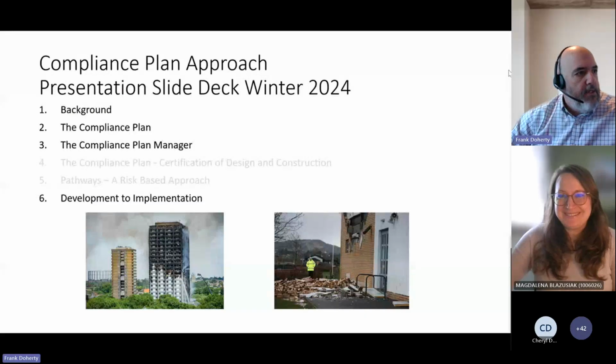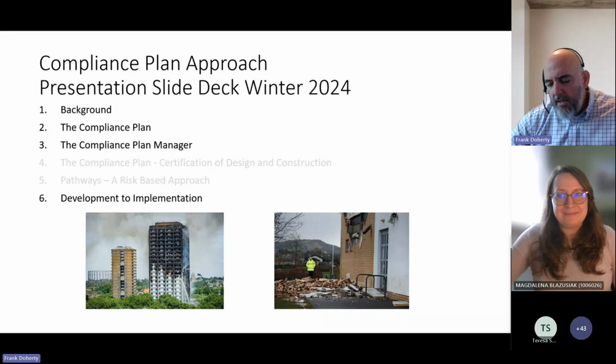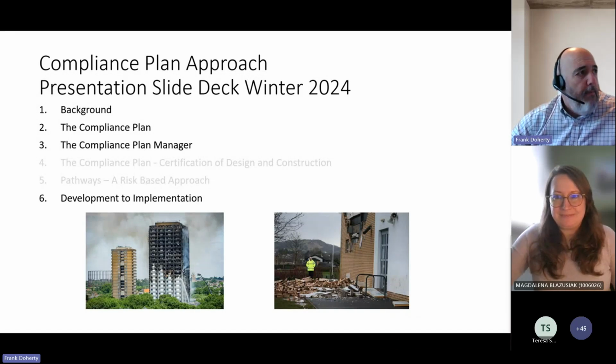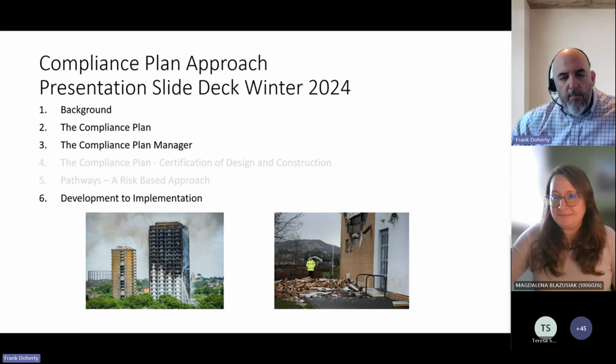So I'm just going to now hide behind some slides, if I can get this to work like it did before. So hopefully you can see my first slide there. It's basically just giving us an idea of the kind of things we're talking to various groups about over the next few months, about the compliance plan, the different elements there. I'm going to talk to 4 of those today, not go into the certification of design and construction and the kind of risk-based approach that we are looking to develop, but talk about the compliance plan approach itself and where we are with it. So you can see the 2 pictures there, one Grenfell, one the Edinburgh schools collapse that happened. Those are, I suppose, 2 of the things that kicked off the reason for developing this compliance plan and approach.